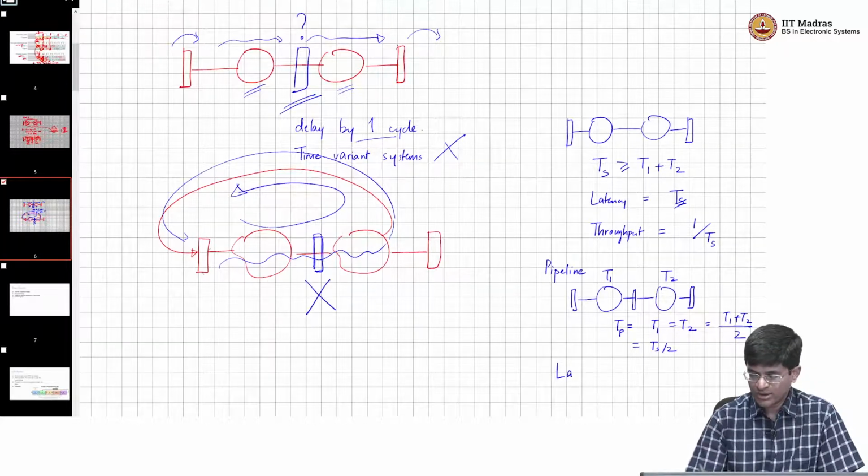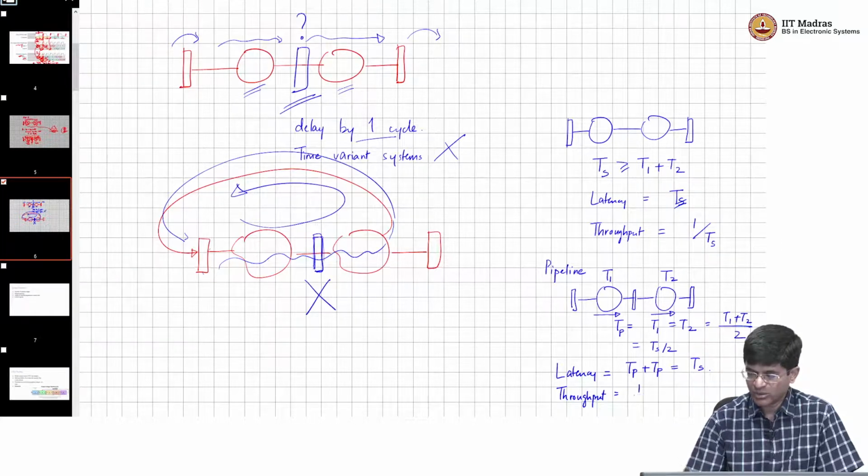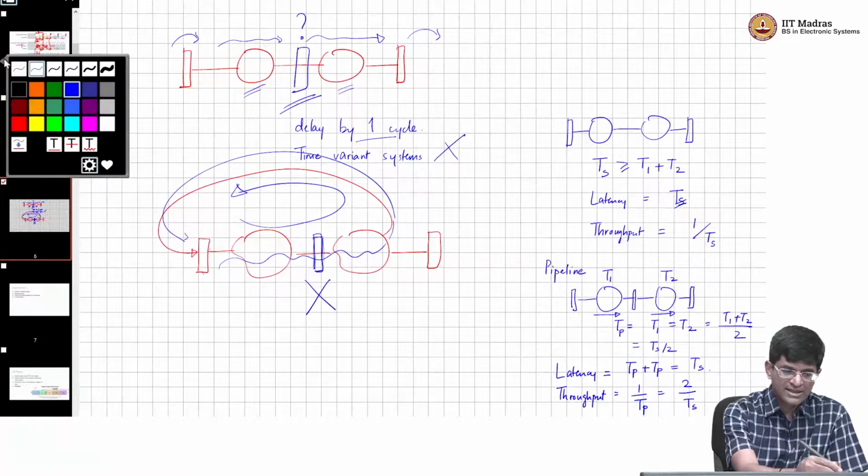What about the latency over here? The latency in this case is still equal to TP plus TP, because after all I need to pass through one stage and through the second stage, which is basically equal to TS. So in other words, the latency remains exactly the same as before, but the throughput, which you can think of as how many samples are getting processed per unit time, is basically going to be equal to 1 over TP, which is 2 over TS. So this is a crucial difference.